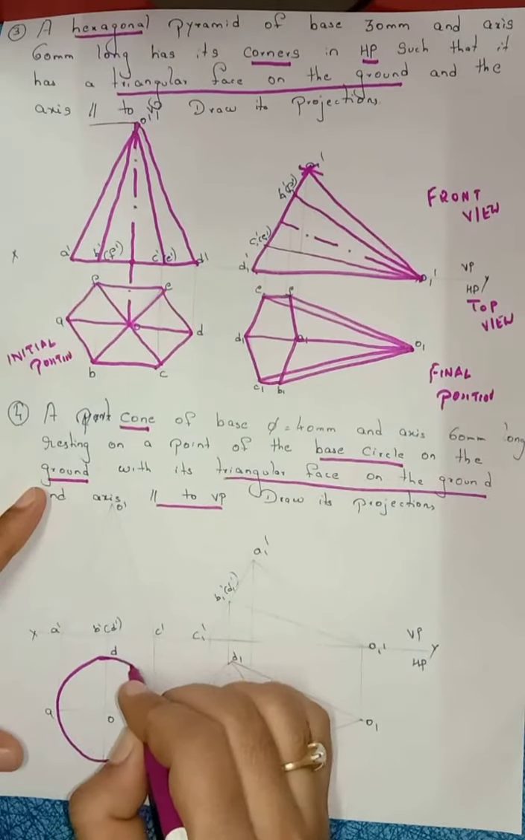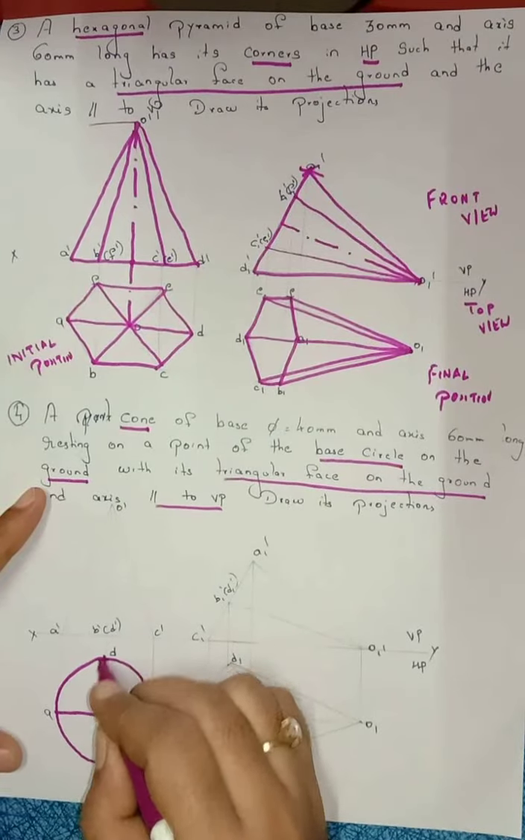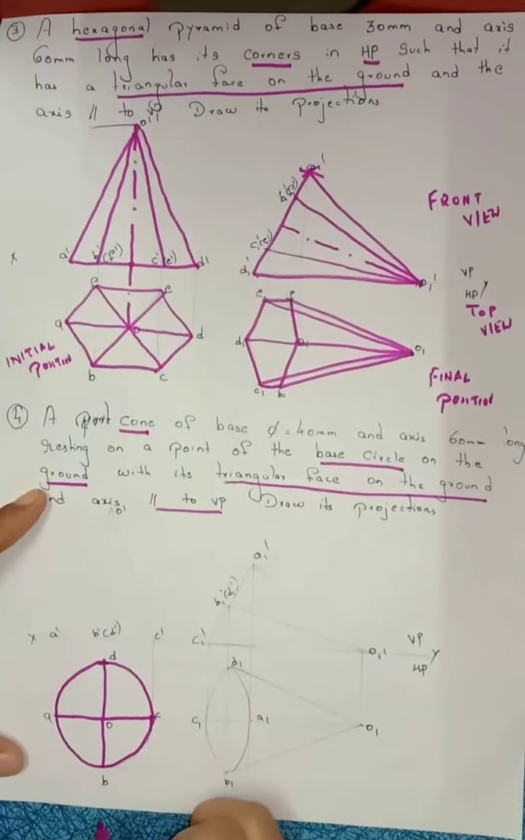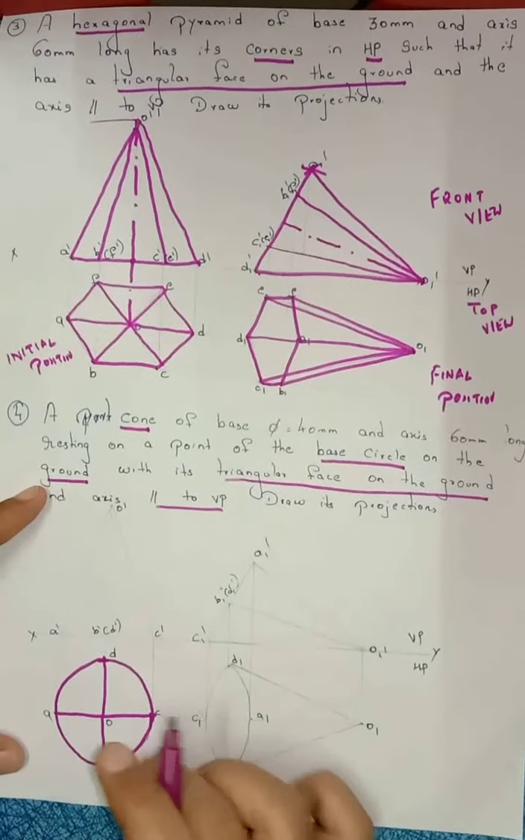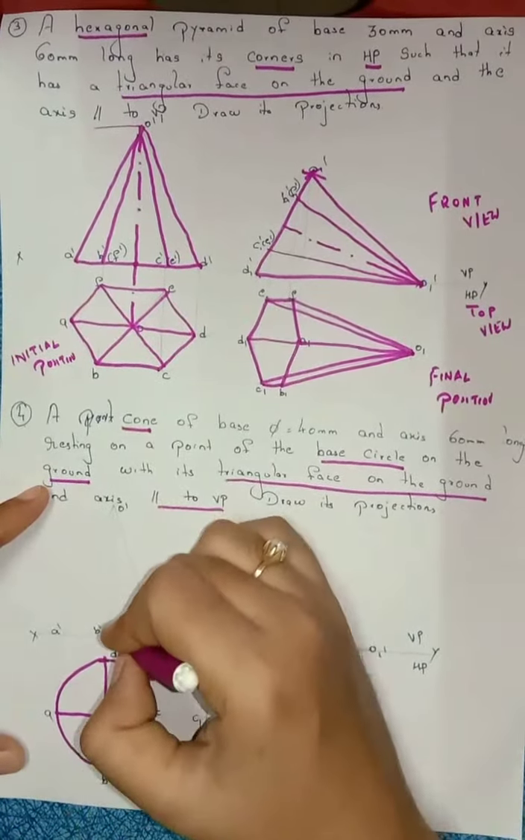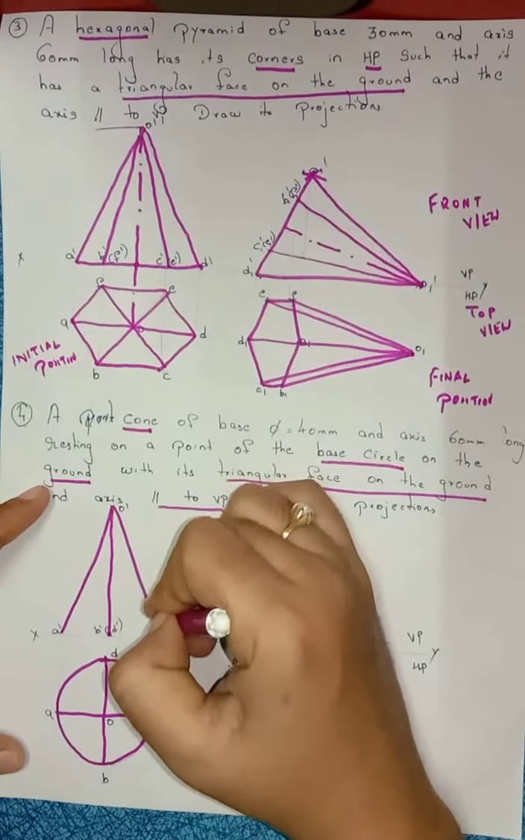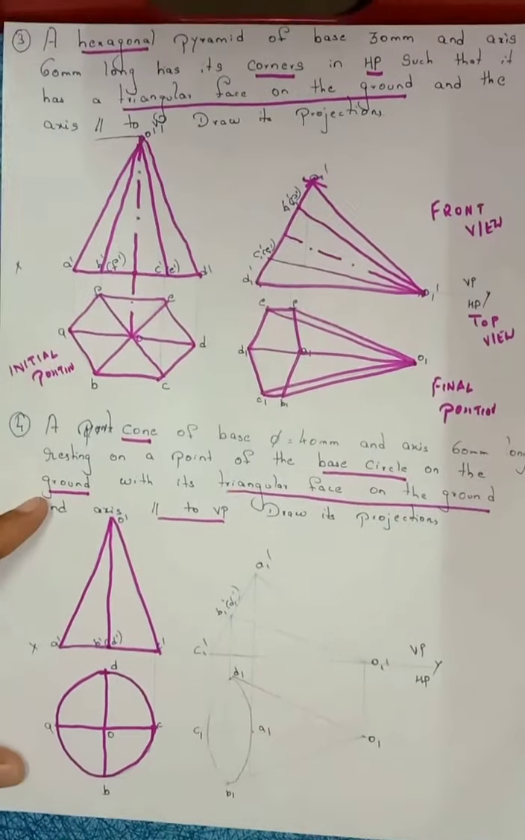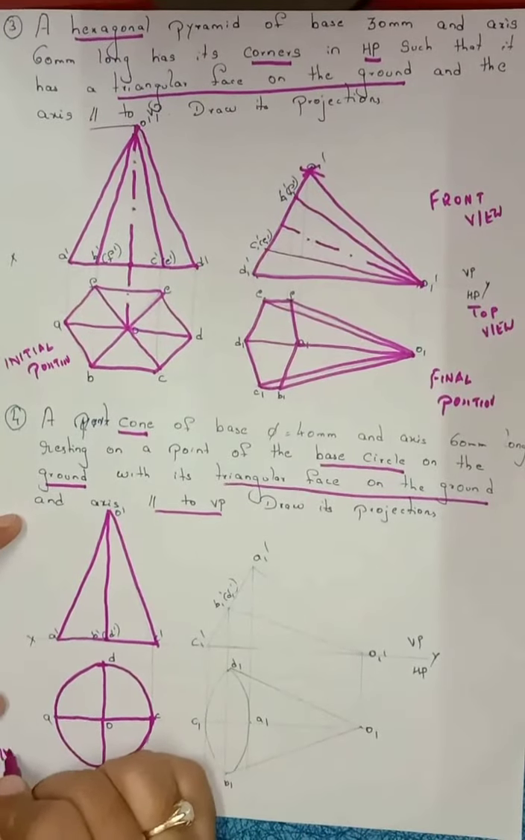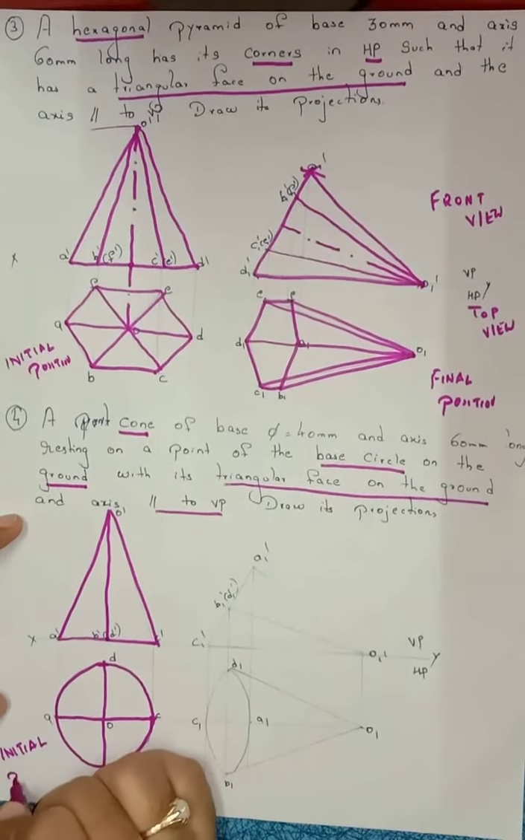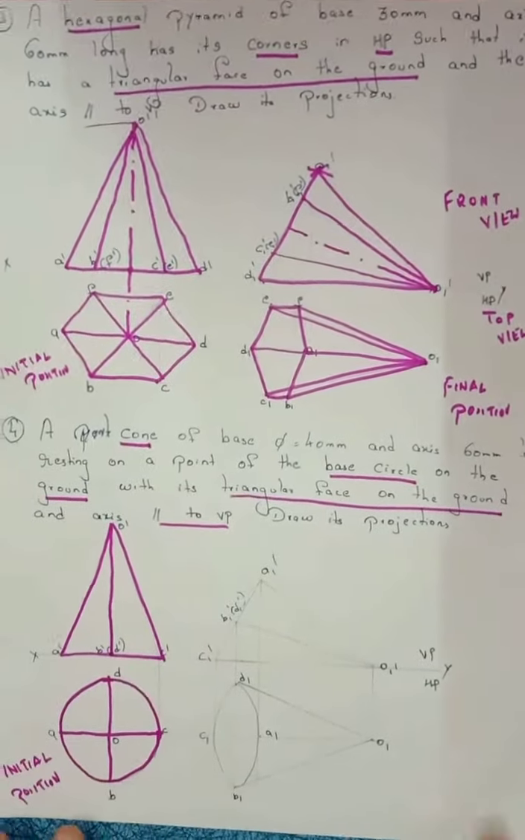of diameter 40 mm. Divide this circle into 4 equal parts. Name it as A, B, C, D. Midpoint is O. After drawing the circle, project all these points till the reference line. From here, axis height is 60 mm. Draw the axis height 60 mm and join all this. Right. 1, 2. This is the initial position. Right. After that, what is the next condition here?